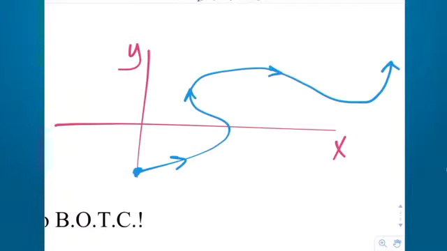So notice that is not a function of X, right? It's not a function of Y in terms of X. It fails the vertical line test. But what it is, it's a function of Y in terms of T and X in terms of T.